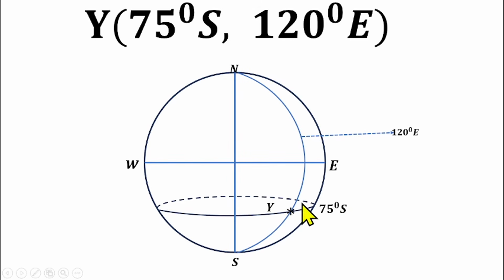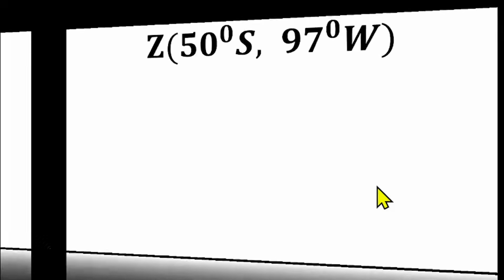So this is 120 because the angles of longitude range from 0 degrees to 180 degrees, like I told you, whether to the west or to the east. So 120 should be very close to 180, which is the last one. I believe you understand how we got this. Also, let's see another example.